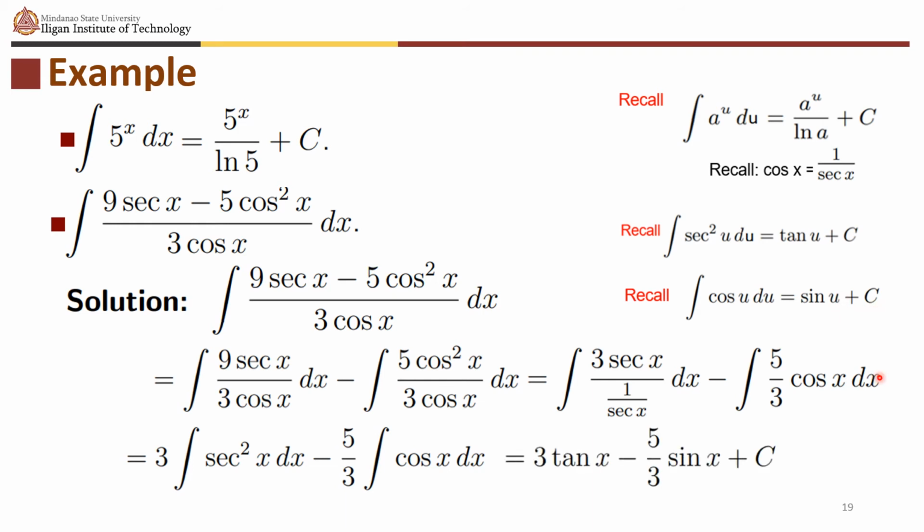So because of these formulas, the integral of 3 secant squared x dx is equal to 3 tangent of x, minus 5 over 3, and the integral of cosine is sine, so you have 5 over 3 sine x plus c. So we have the following as your answer here.